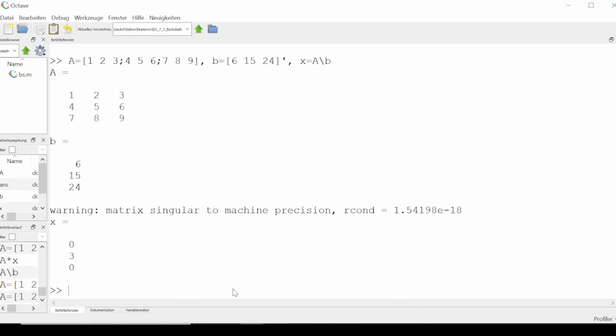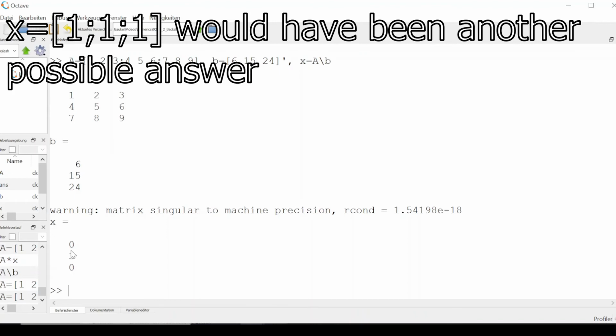Exchanging the right-hand side, in this case this matrix is singular and there are infinitely many answers, and in this case we get one of these infinitely many answers, and we get this warning.